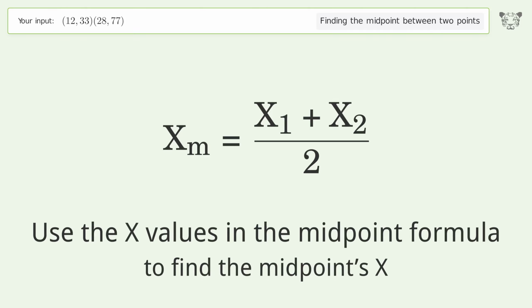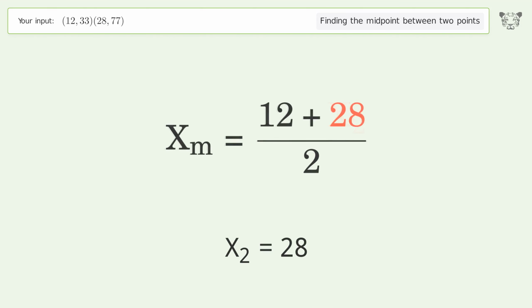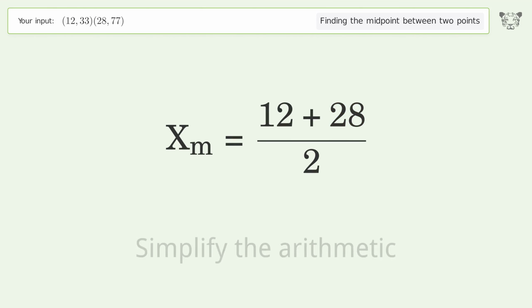Use the x values in the midpoint formula to find the midpoints x. x1 equals 12. x2 equals 28. Simplify the arithmetic.